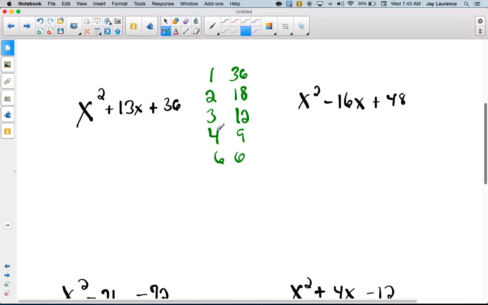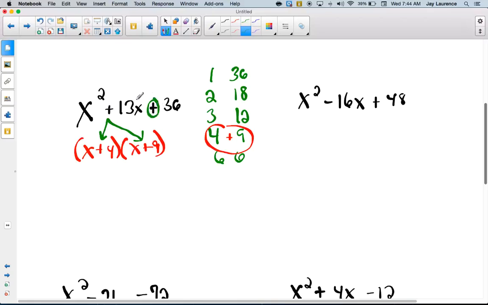So I need two factors of 36 that add to be 13. Well, that would be a positive 4 and a positive 9, right? So this is going to factor as the quantity x plus 4 times the quantity x plus 9. And bam, I'm done. One thing I want to point out to you, that this plus sign shows up in both quantities. I knew it was going to be the same sign because I was adding, and I knew it was going to be positive because the b term is positive.